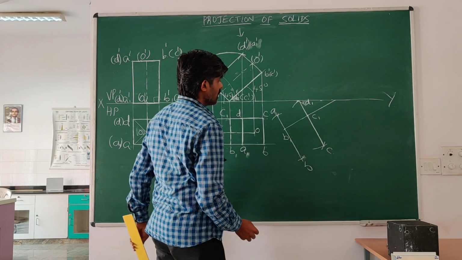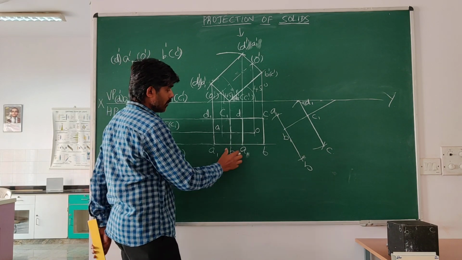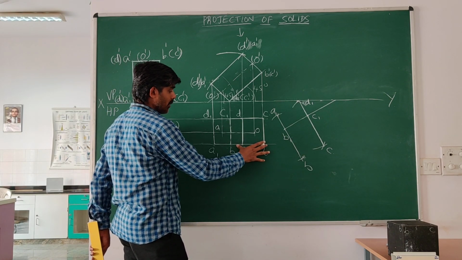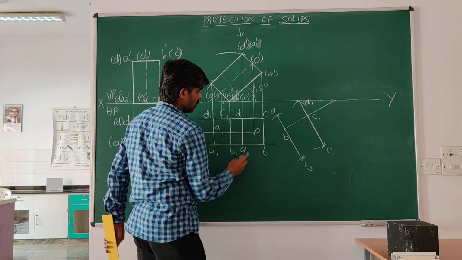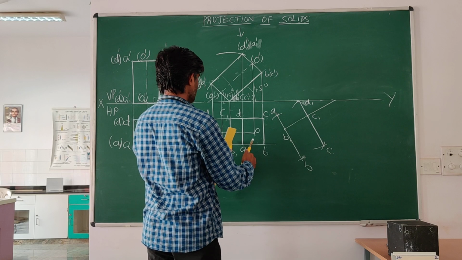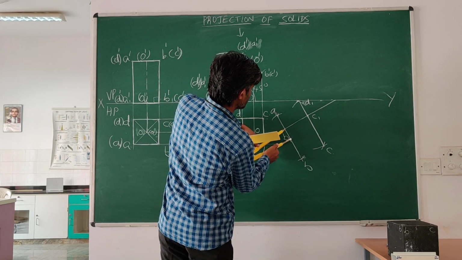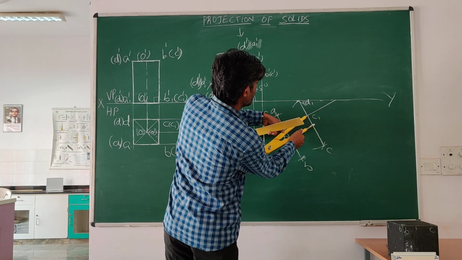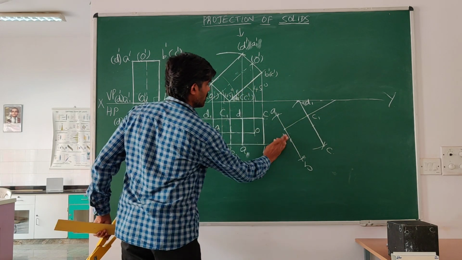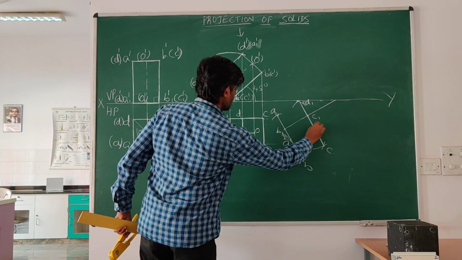Now I didn't go for A and D to save time, because when I locate the B, A will come on the same line. So I'll just take this distance now. I'll take this distance, which is these two are equal. I'll mark those two points. So B1, this is A, this is B.